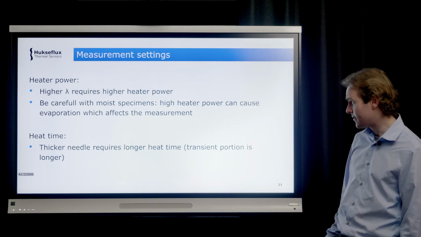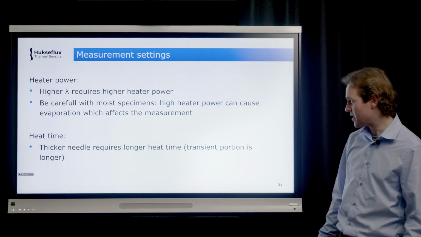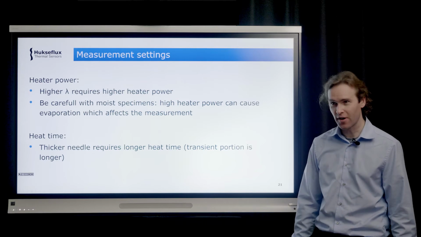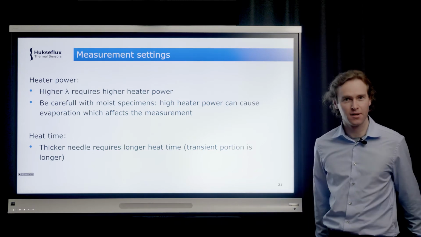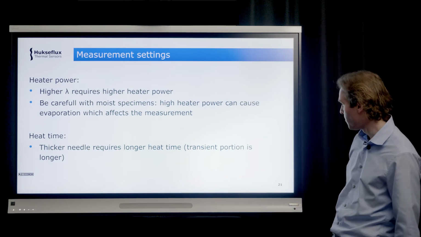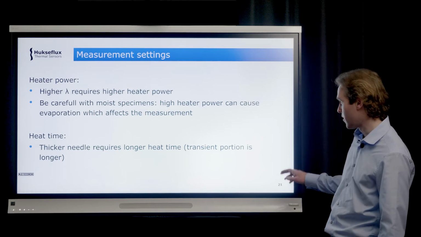And then regarding the heat time, this basically has to do with the needle size. The thicker the needle, the longer it takes for the heat to propagate into the material. So thicker needles require longer heat times.